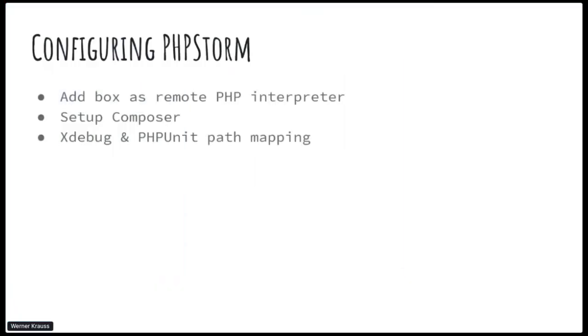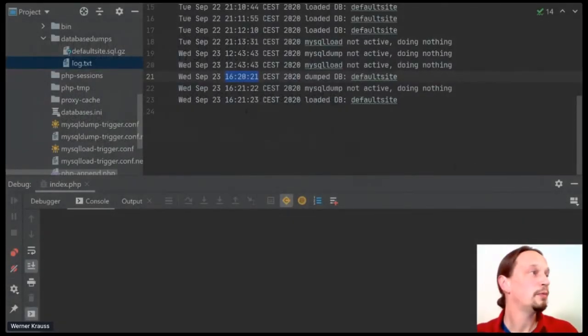With the IDE, PHPStorm, you can tell PHPStorm to connect to the Vagrant box very easily. So you can add it as a remote interpreter. And then later on, you could set up Composer, and you can work with Composer on the box in your IDE. So you don't have to log into your box and run the Composer commands. It's very handy when you can do it in this IDE.